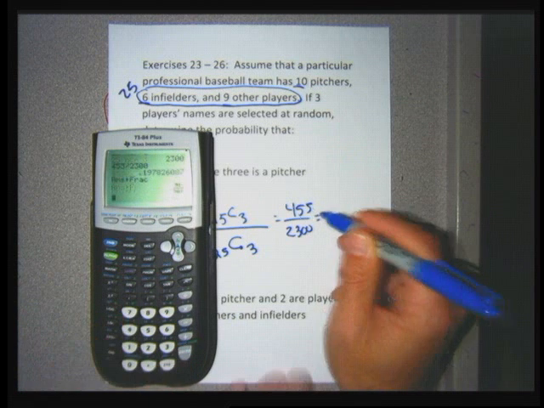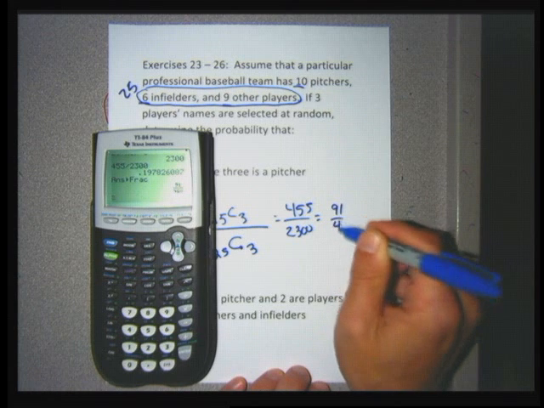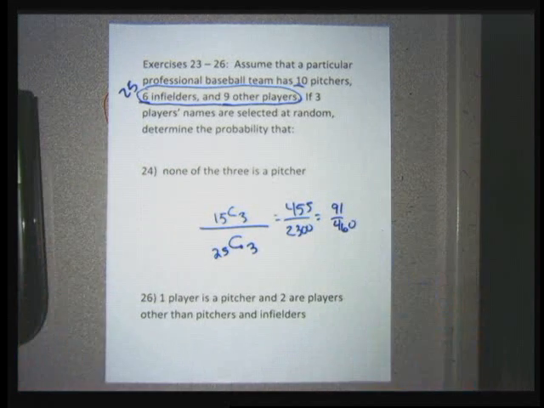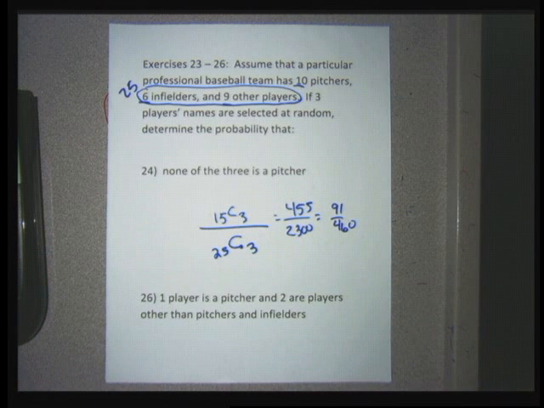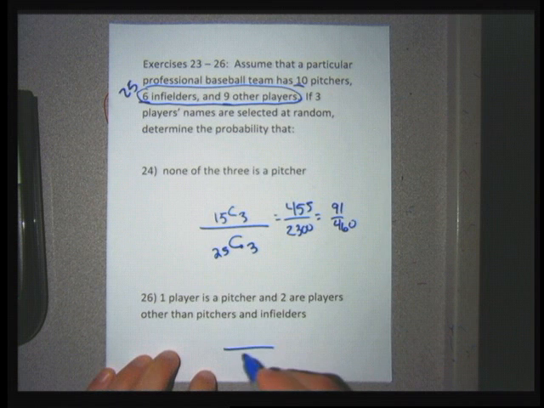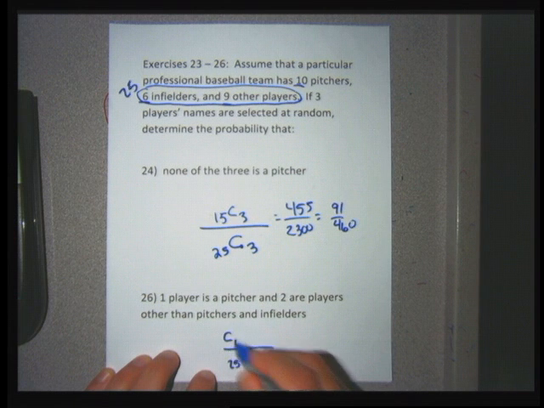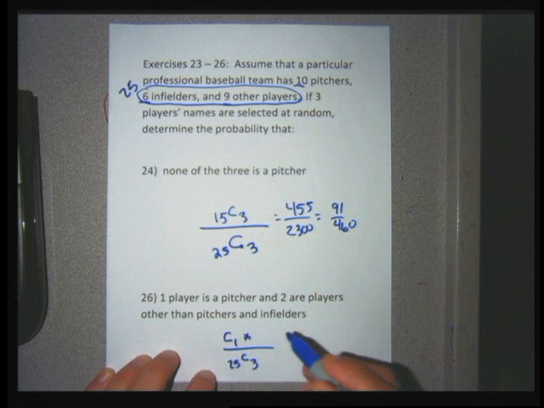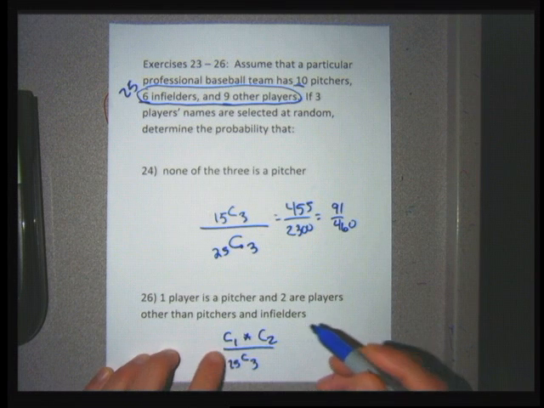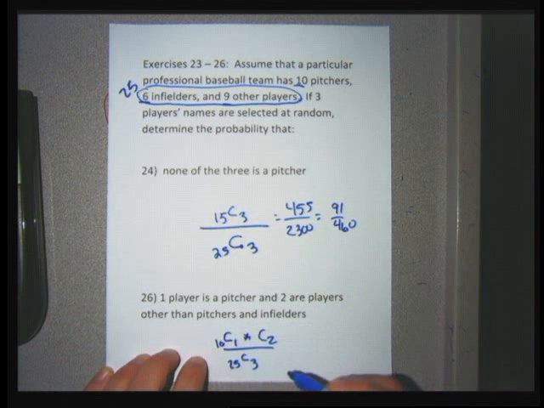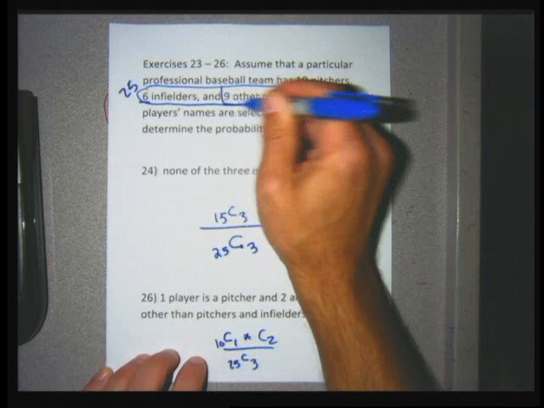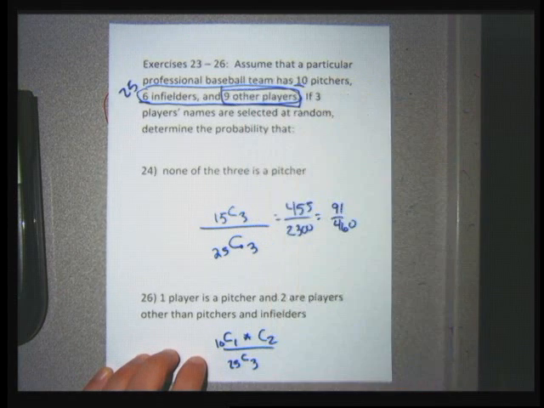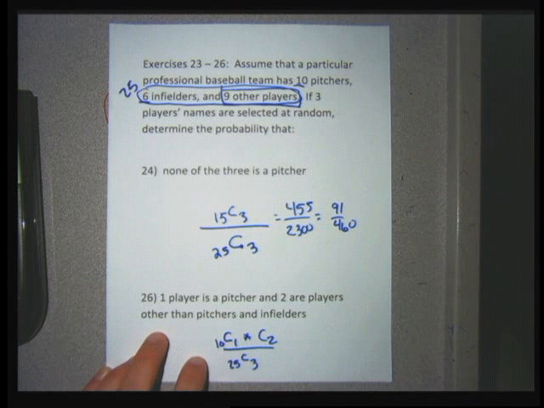Find the fraction and reduce it, and the author would give us 91 over 460 for the answer. Problem 26 is the kind of problem that I added for my extensions. In 26, when I'm selecting 3 names, I could get any 3 of 25, but I want 1 pitcher and 2 other than pitchers and infielders. There are 10 pitchers to choose from, and for the second combination, I'm assuming the author wants those 9 people, the 9 considered other than pitchers and infielders.